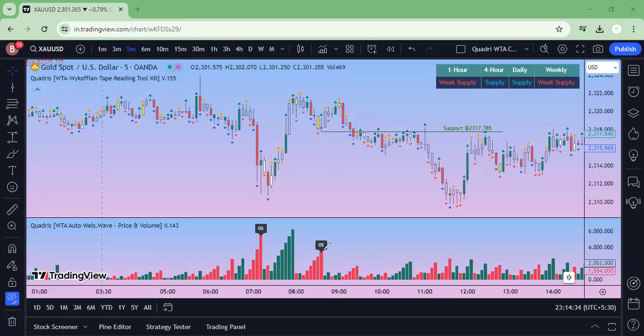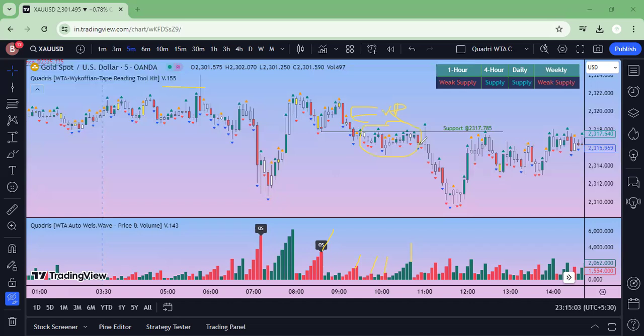But red stands for supply, green stands for demand. So as I told you earlier in the previous session, or intro session, of this new system, version 155, Wyckoff tape reading toolkit version 155, this is effort versus result taking place.